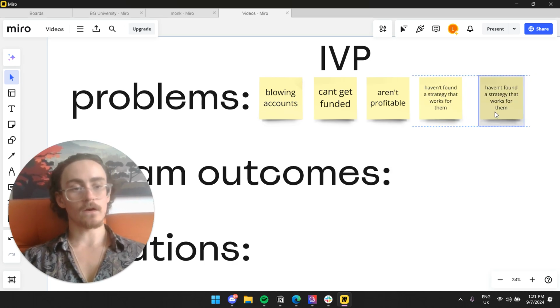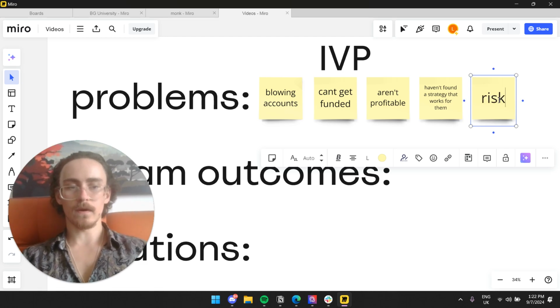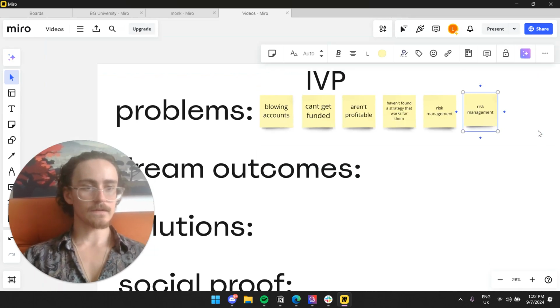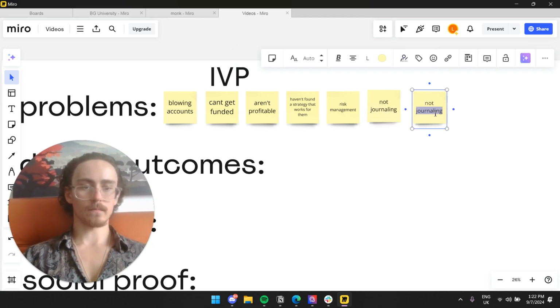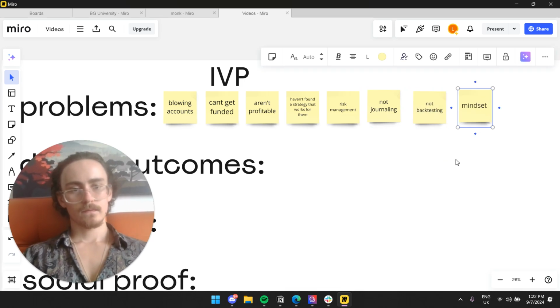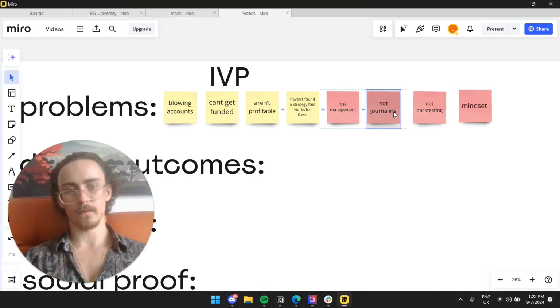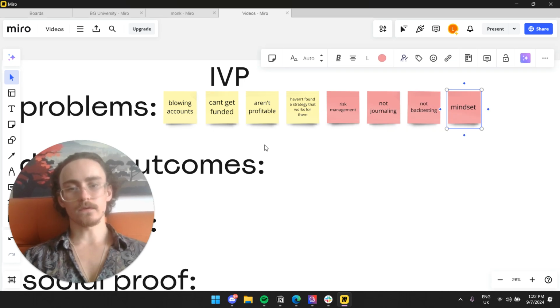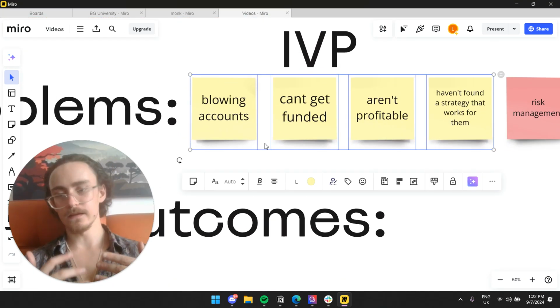And so I'm going to give you some examples of problems that these people might have, but you shouldn't make content about, okay? So people who aren't profitable might have problems with risk management. They might have problems with not journaling. They might have problems with not backtesting. They might have mindset problems. These things here, everyone talks about them. They're not sexy and no one wants to hear about it.